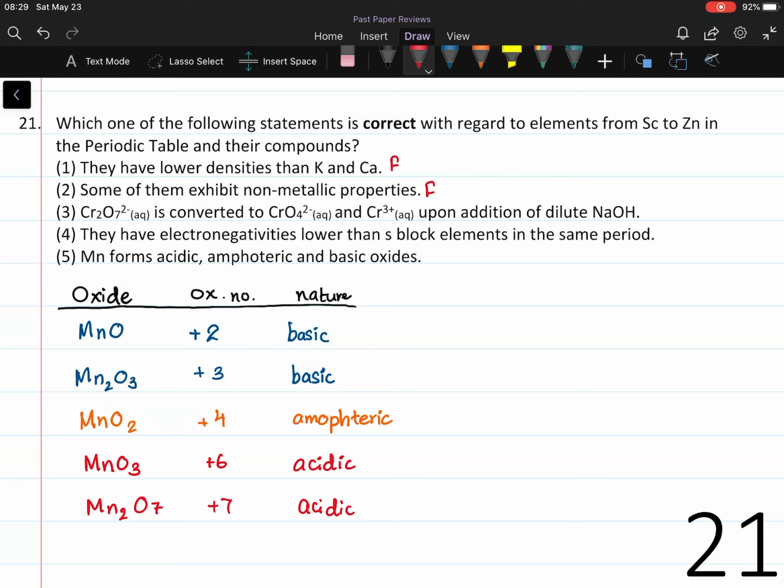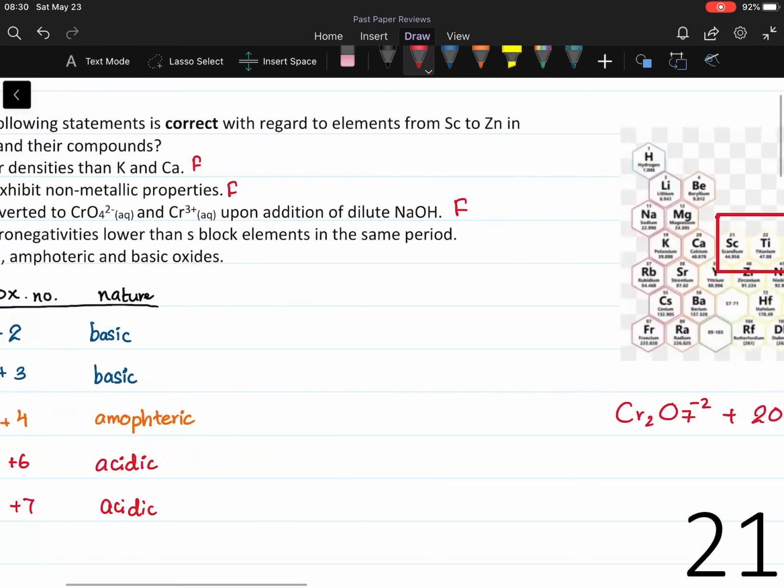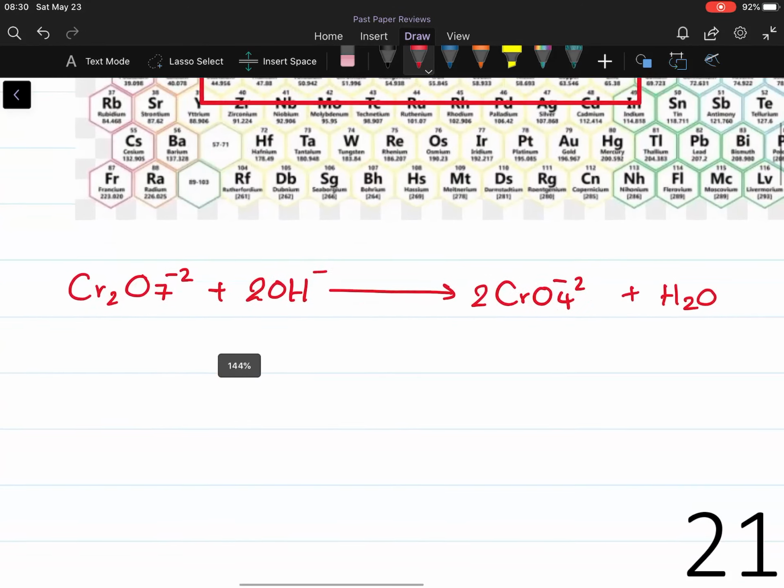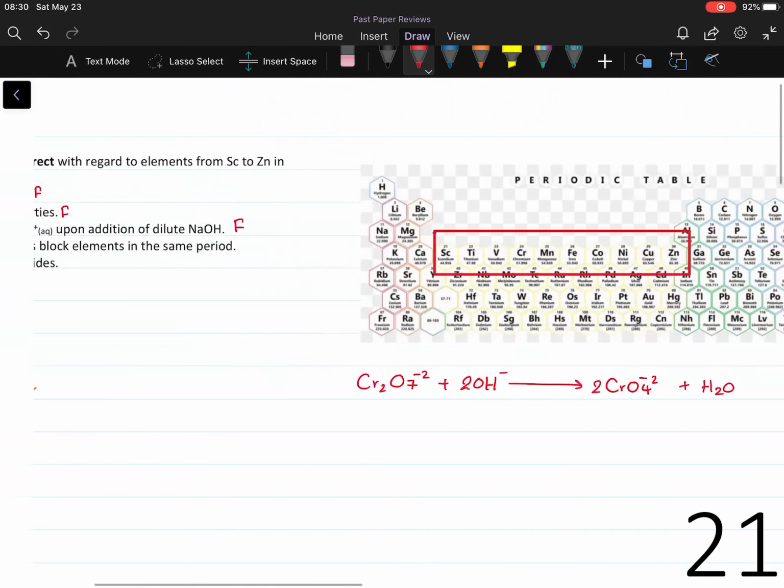Statement number 3. Aqueous dichromate is converted to aqueous chromate and chromium 3+ ion upon addition of dilute sodium hydroxide. Dilute sodium hydroxide is a basic medium. Therefore, dichromate does not all the way advance to chromium 3+ ion, but it stops at chromate, aqueous ion. Therefore, this statement is false. Here is the redox reaction related to that statement. Dichromate goes to chromate in basic medium.